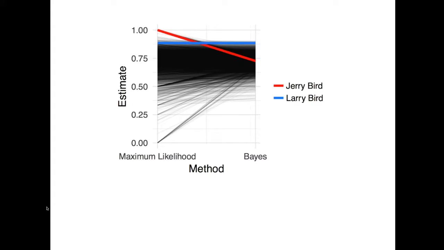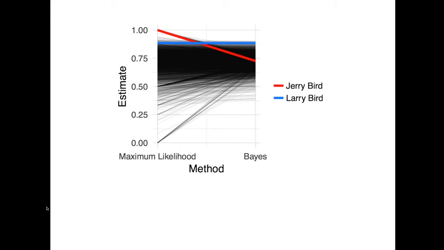So we can also look at this with a slope chart. Here I've got the maximum likelihood estimates on the left side, our Bayesian estimates on the right side. Larry Bird, his estimate is shown in blue, and that line is basically flat, indicating that his estimate didn't change much. Compare that to Jerry Bird, who we went from estimating his probability of 1 to pretty much in the middle of that distribution. This is shrinkage. So we've shrunk Jerry Bird's estimate down to something that's more reasonable.